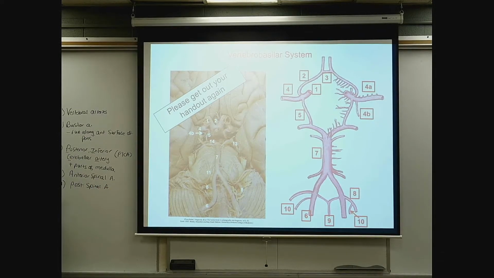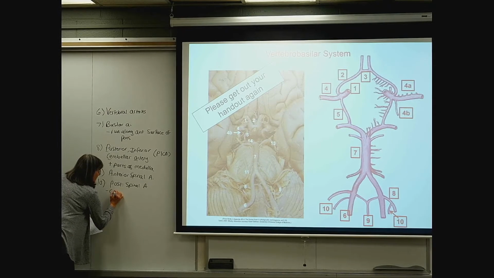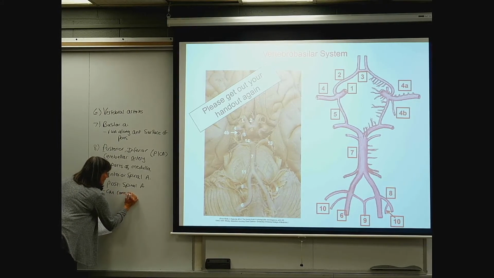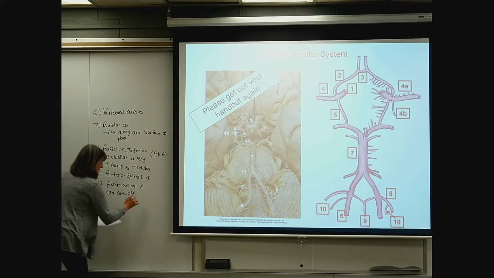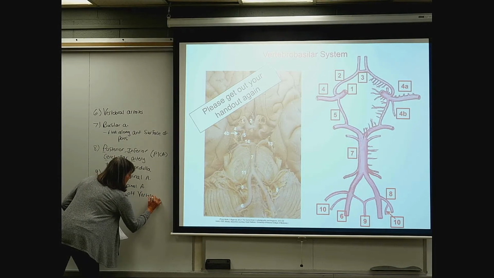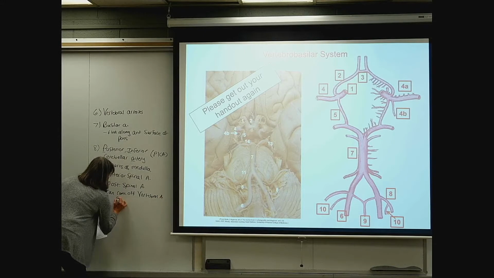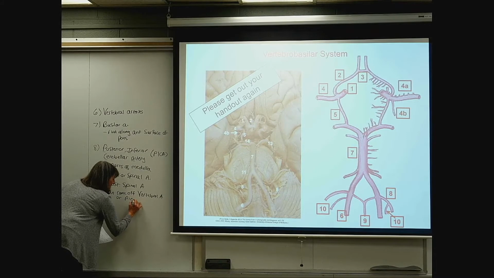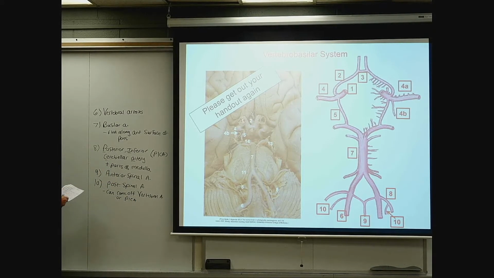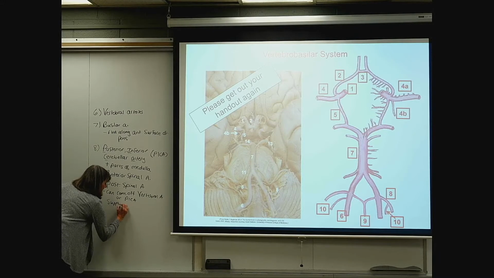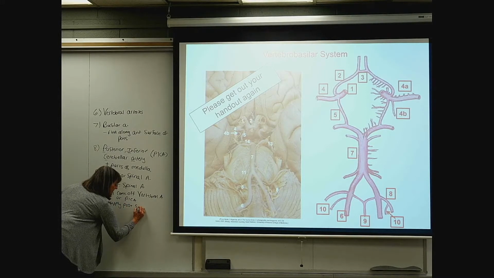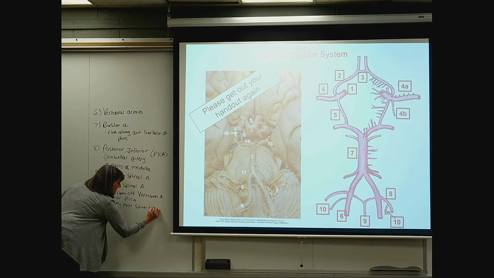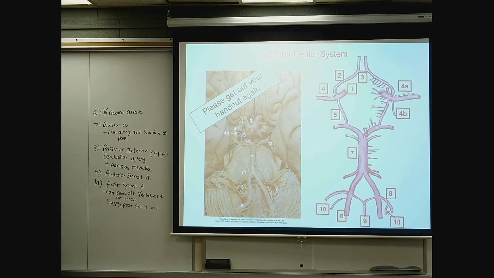And let me say it can come off the vertebral artery or off of PICA, so the posterior inferior cerebellar artery, as shown in the diagram. As you can imagine, this is going to supply the posterior spinal cord. And you can tell that from the name, so that's nice.